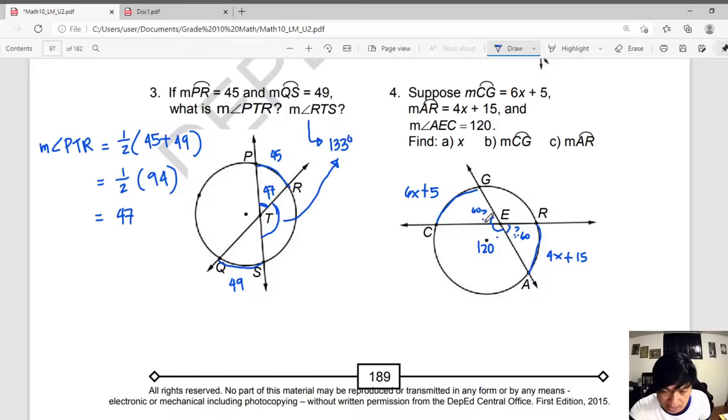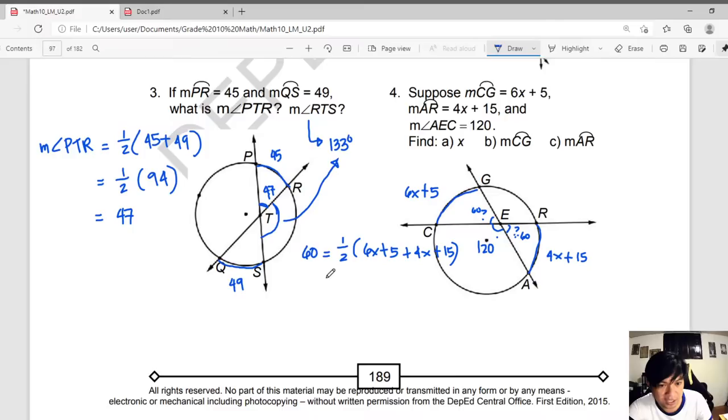So, we can use this information to get first the value of x. The angle formed, which is 60, is equal to 1/2 the sum of the measures of the two intercepted arcs. This one and the intercepted arc of the vertical angle. So we have 1/2 of 6x plus 5 plus 4x plus 15. It will look like that.